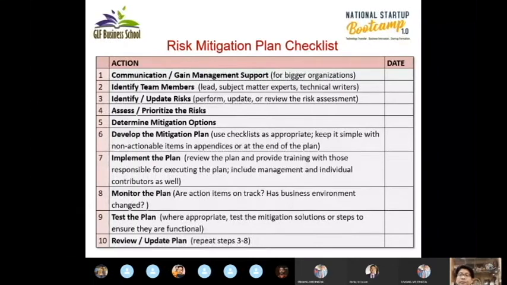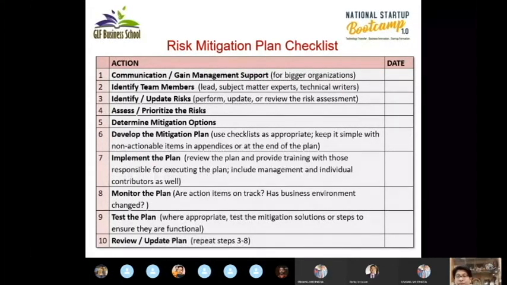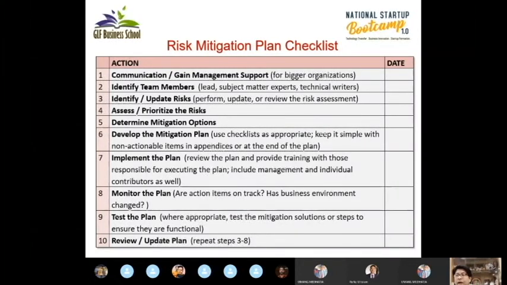Risk mitigation plan checklist. Business continuity is all about risk mitigation, and a risk mitigation plan is extremely important. If you are not looking at how to reduce, eliminate, or accept risk, you are actually missing the mark.